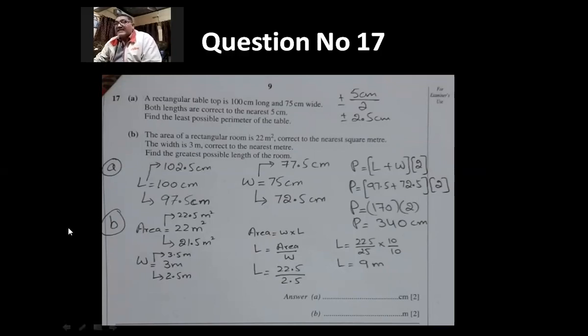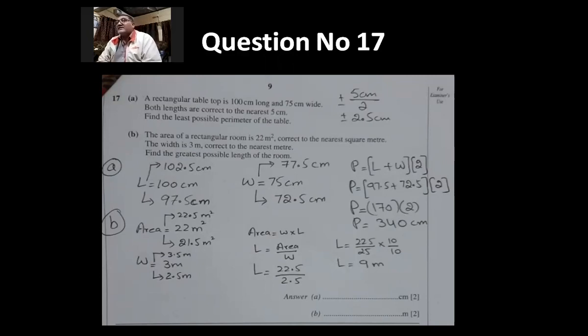The width is given as 75 centimeters, and add 2.5 to it, and you get 77.5 centimeters. That's the upper bound. And from 75, if you subtract 2.5, you get 72.5 centimeters. Then this is the lower bound of the width.